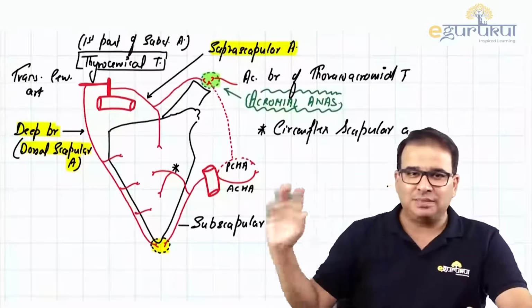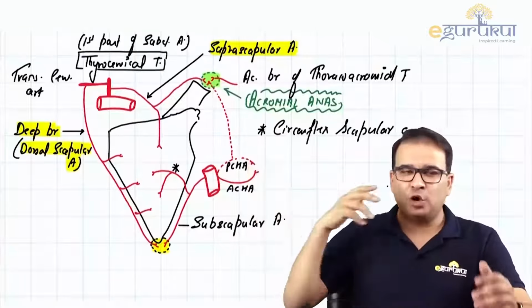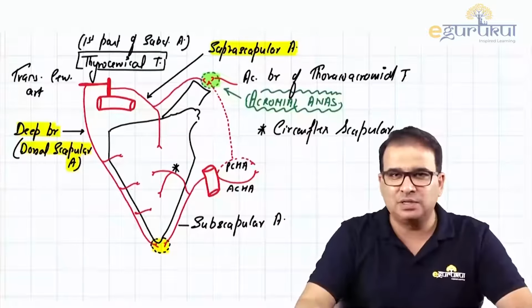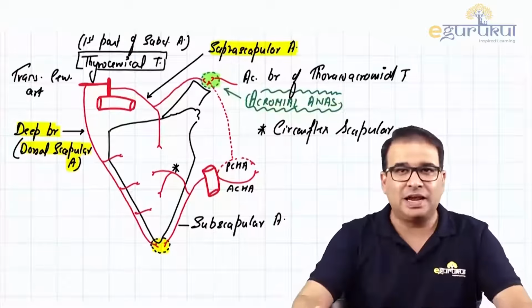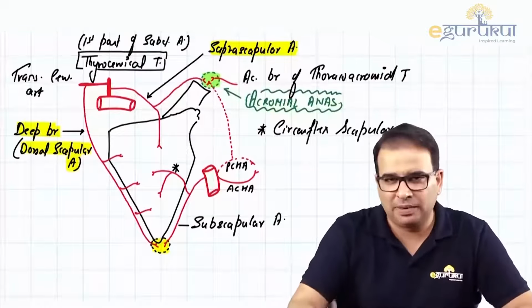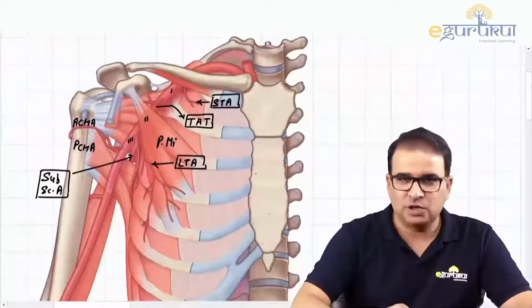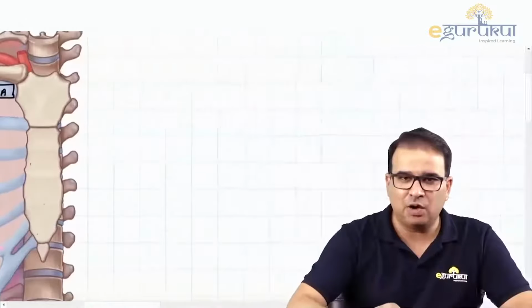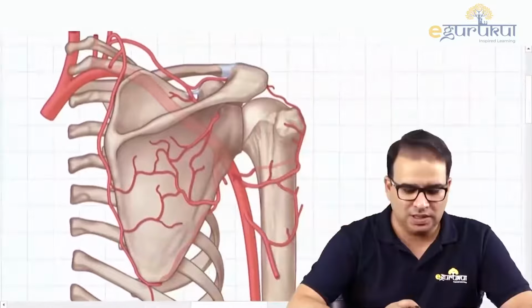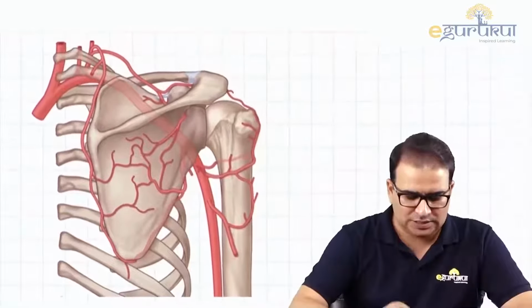Now time to see the same anastomosis in one of the atlas images. It's always good to keep looking into this atlas image so that later on, when you see the cadaveric picture, you can easily correlate them here. Let me take you to that. So we already saw these branches of the axillary artery, guys. Now I'm taking you to this picture showing the anastomosis around the scapula.